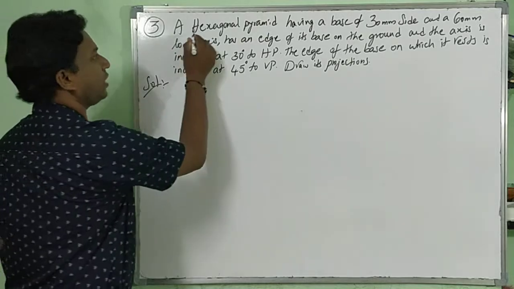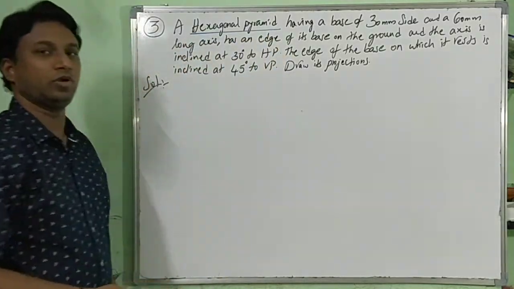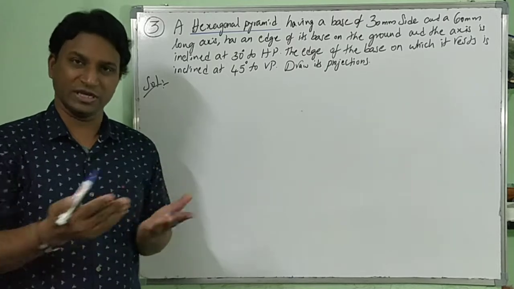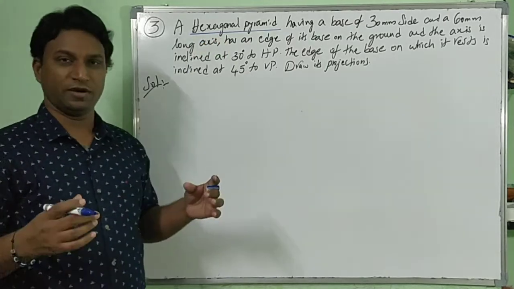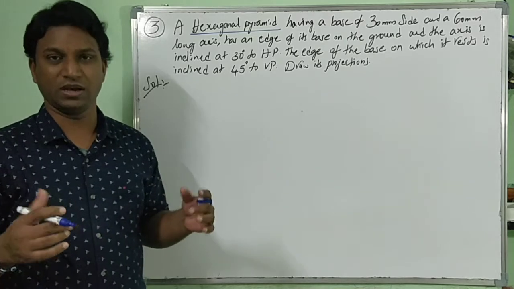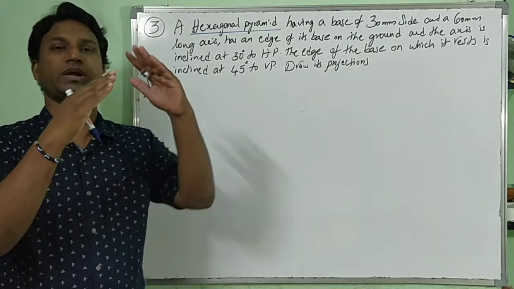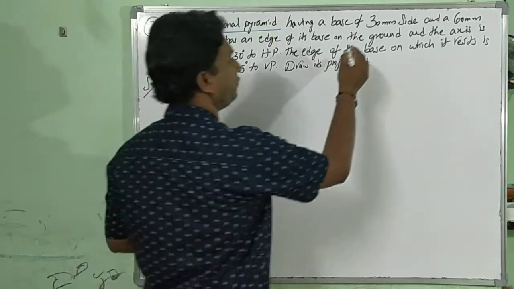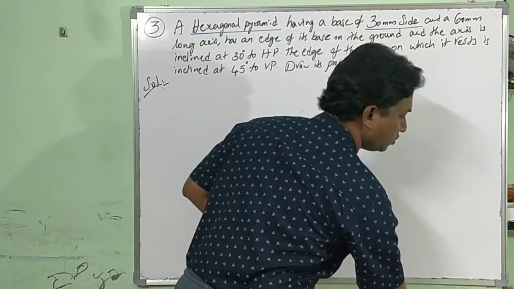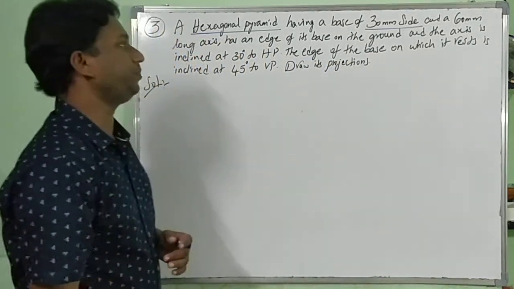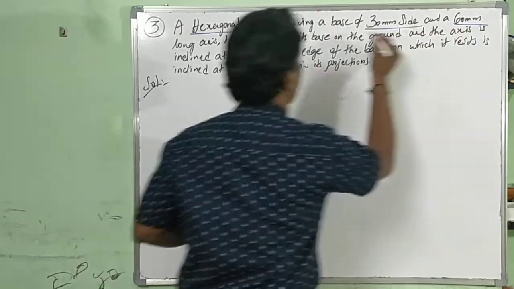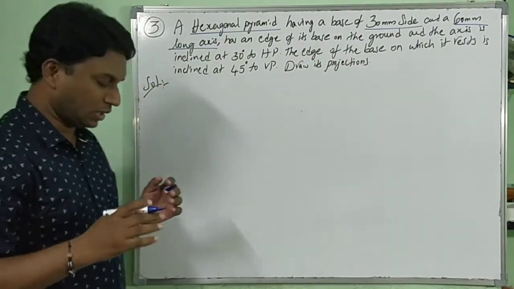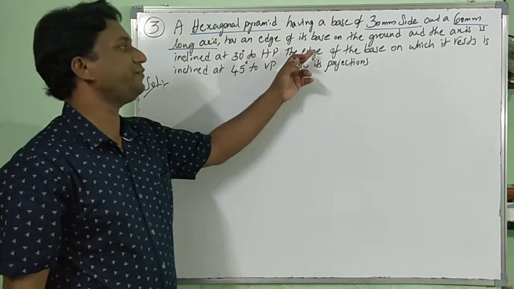What is the given object first of all? Hexagonal pyramid. What do you mean by pyramid? A pyramid is a kind of polyhedra having a single base in the shape of a hexagon, and from each side of the hexagon triangular faces are raised to meet at a single point which is called the apex. Now, having a base of 30 mm side means each side of the hexagon is 30 mm, and the 60 mm long axis is the height.